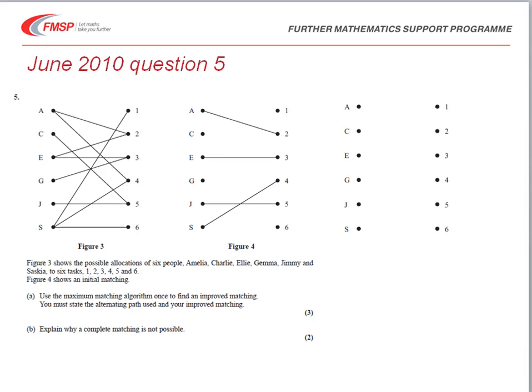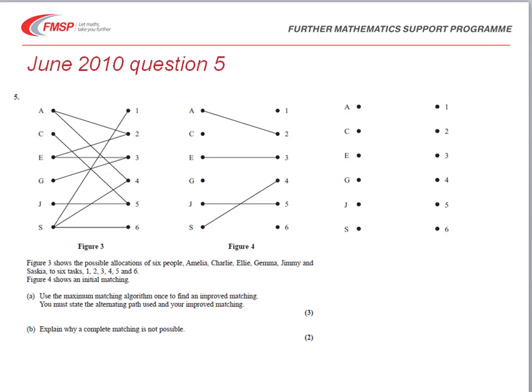And here's a second question, just to illustrate the fact that a complete matching is not always possible. So here I have a situation where we've got 6 people again: Amelia, Charlie, Ellie, Gemma, Jimmy and Saskia this time. And they have tasks 1, 2, 3, 4, 5 and 6.